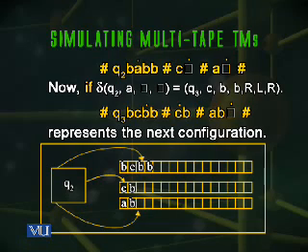S will codify this configuration on its single tape as follows. It would be B C, B followed by a dot, B, hash, C with a dot on top of it, B, followed by hash, A B, and a box with a dot on it. As you can see, this correctly codifies the configuration of a 3-tape Turing machine.